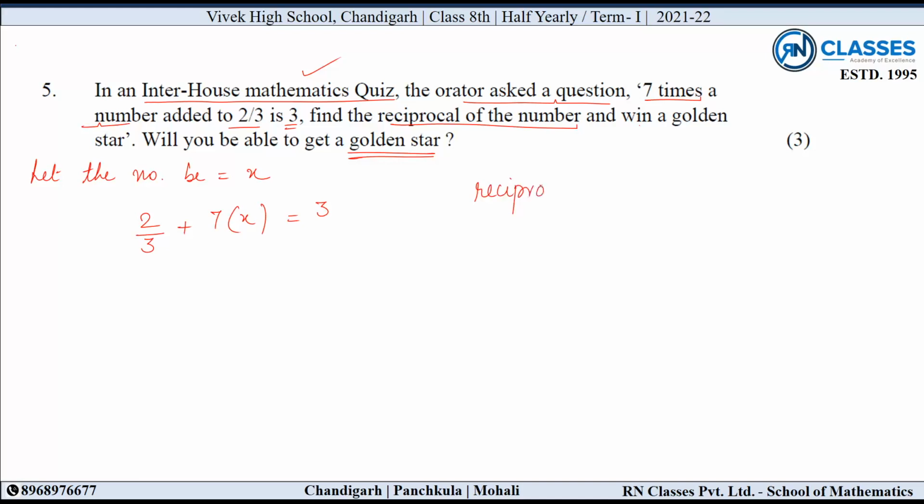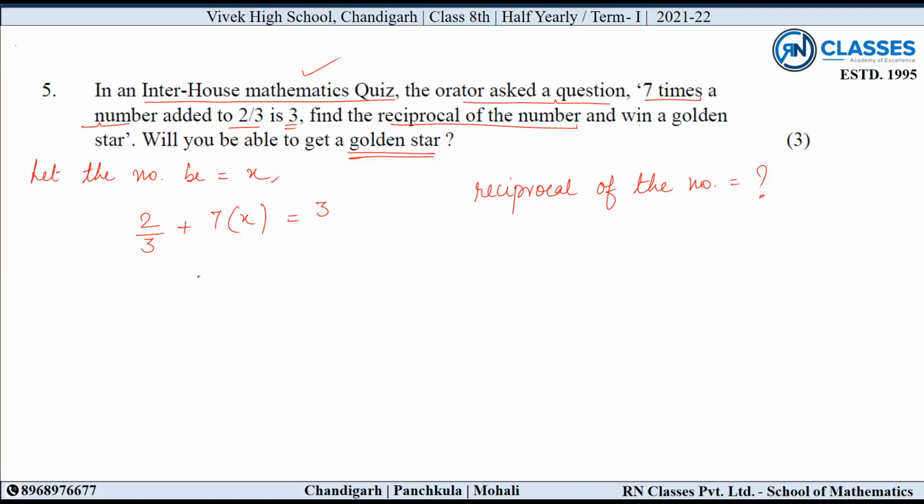Reciprocal of the number. ये मुझे निकालना है. Reciprocal of the number I have to find. तभी तो गोल्डन स्टार मिलेगा. ठीक है. Reciprocal of the number निकालने के लिए नंबर है x, means x की वैल्यू निकाल लो. x की वैल्यू निकाल लेते हैं. What is this? Linear equation in one variable. How to solve it? X terms should be on the left hand side and all the numbers should be on the right hand side. That's it.